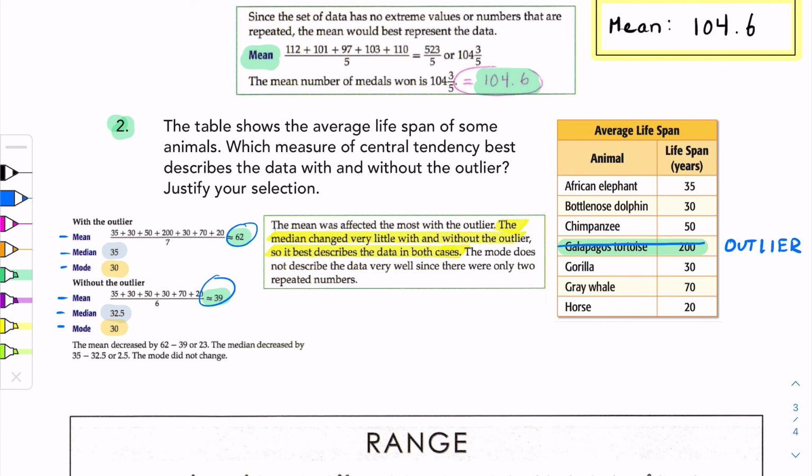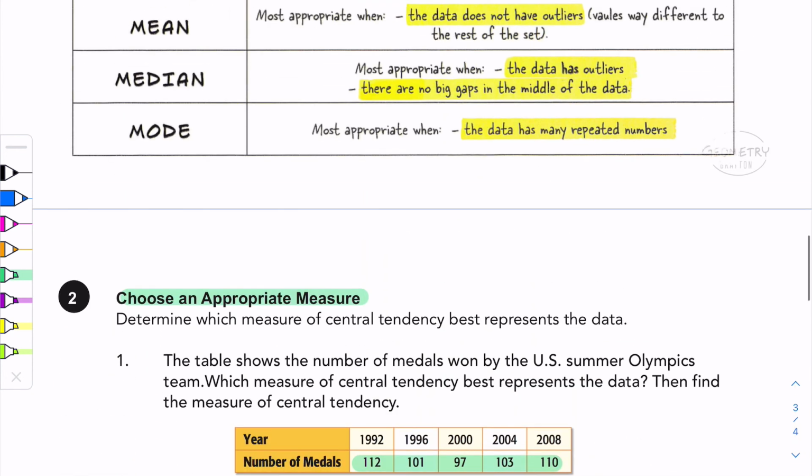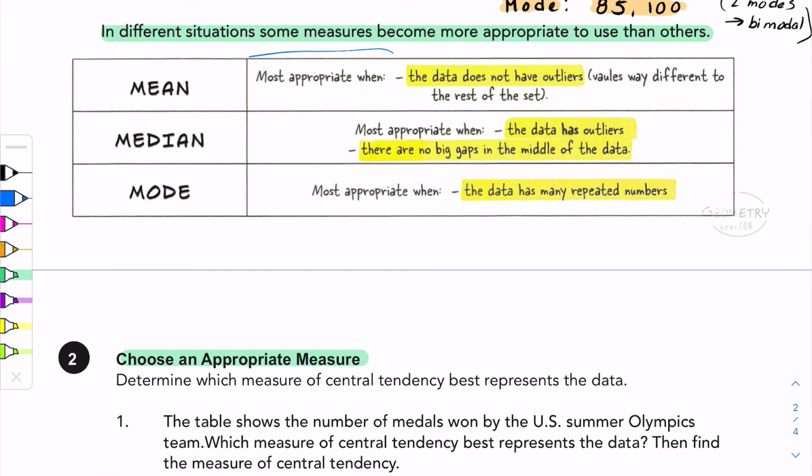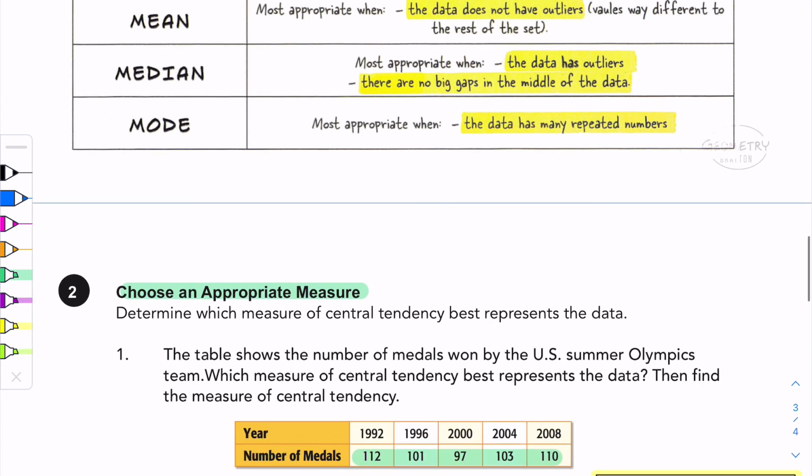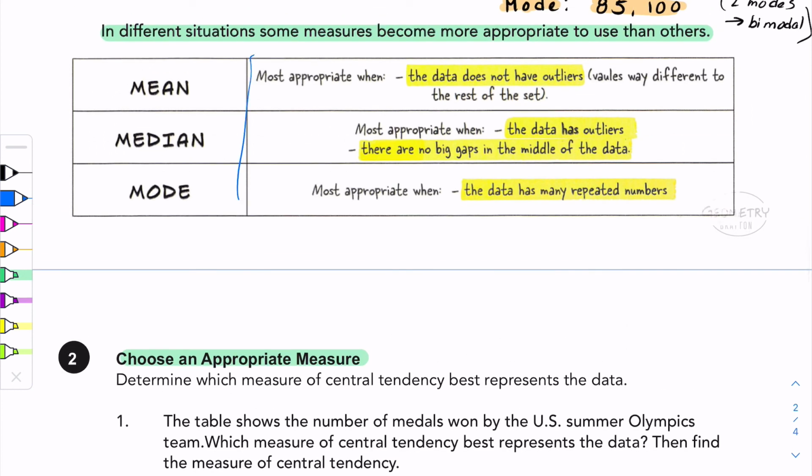It might take some practice to get used to what I'm talking about with these, but the biggest hint I can give you is to just use this chart. Do you have data that has outliers? Do you not have outliers? Do you have data that has a lot of repeated numbers? Do you have big gaps? Which one of these fits your data set the best, and that's the one you want to go with.